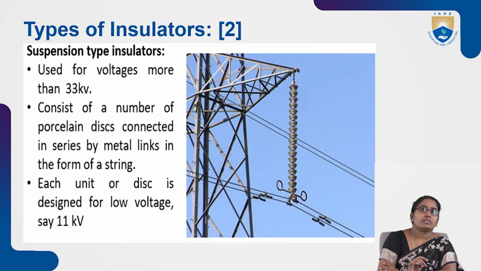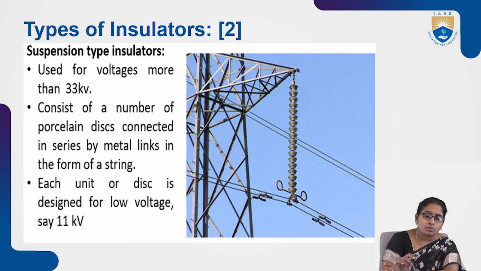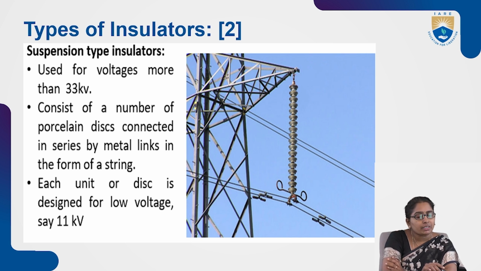Then the second type of insulator, the suspension type. You can see the diagram on the right side. It looks like a long string, right? Its name itself says suspension type, from the top to bottom. Now look at the points: it is used for voltages more than 33 kV, where the operating voltage is more than 33 kV.